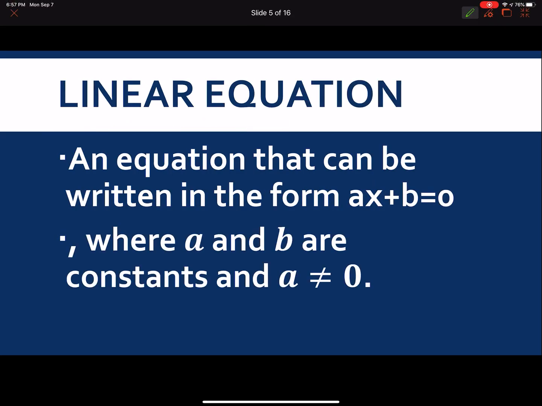Next, we have a linear equation. A linear equation is an equation that can be written in the form ax plus b equals 0, where a and b are constants and a cannot equal 0.